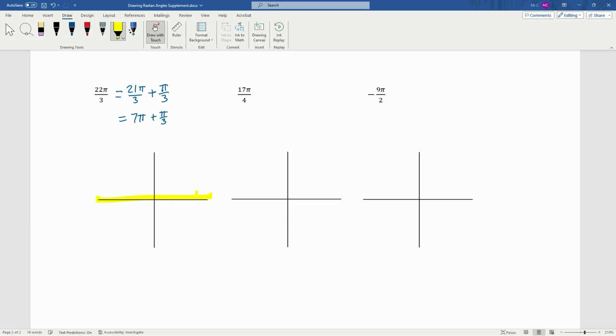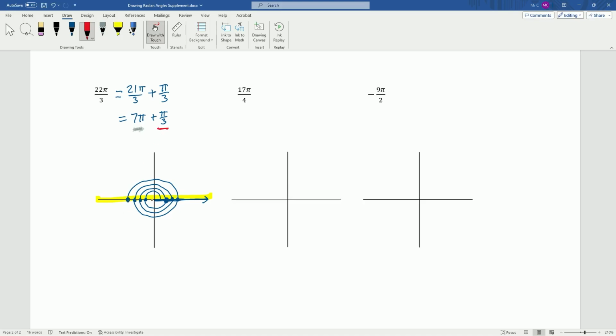So again, π, that's our straight angle. So let's start on the positive x-axis as always. And now I need to go 7π this time. So every time I rotate a half circle, every time I rotate through that straight line, I'm going to mark it. That's 1, 2, 3, 4, 5, 6, 7. So now I've gone 7π, and I need to go another third of π.